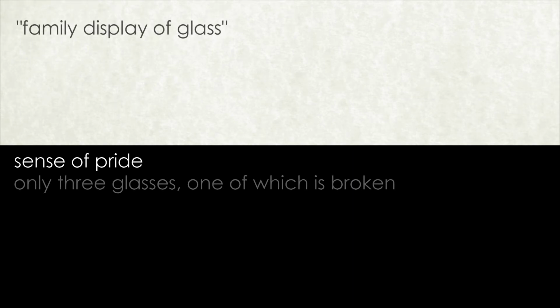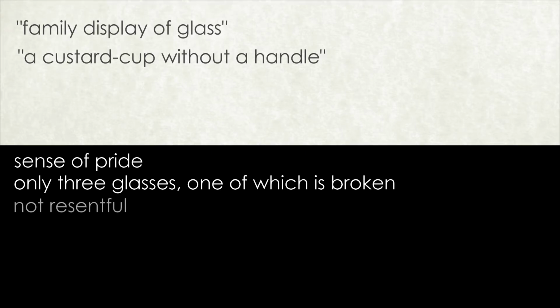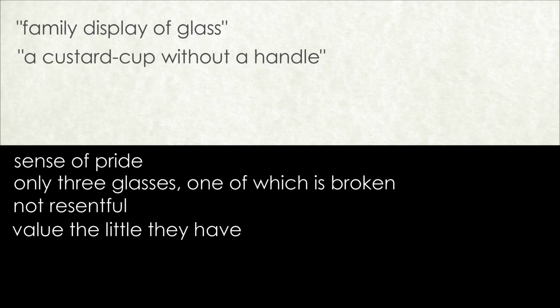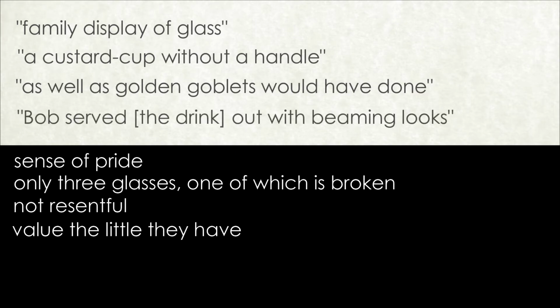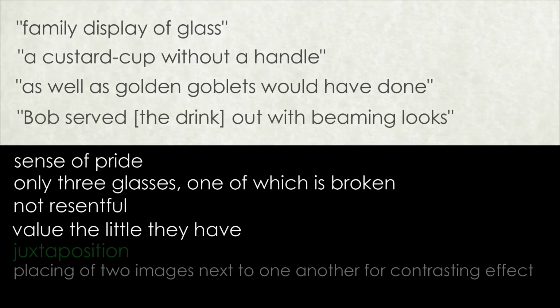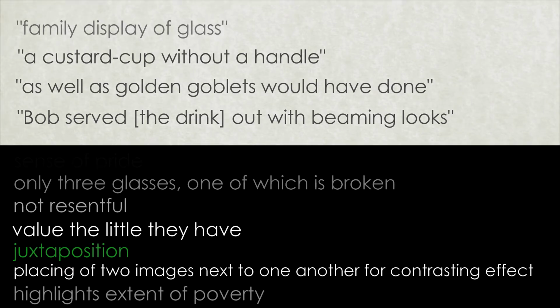Their family display of glass is a pitiful collection. They only have 3 glasses between all 7 of them, and one of these, a custard cup without a handle, is broken. The family are not resentful, though, and they clearly value the little that they have, as these are considered to do just as well as golden goblets would have done, as Bob served the drink out with beaming looks. The juxtaposition of these two images, which draws attention to the gulf between the poorest and the richest, only serves to highlight the extent of their poverty.